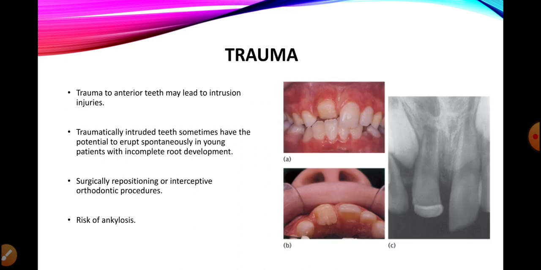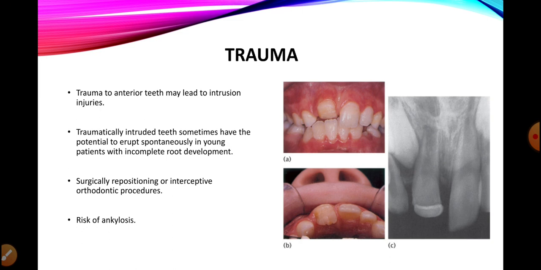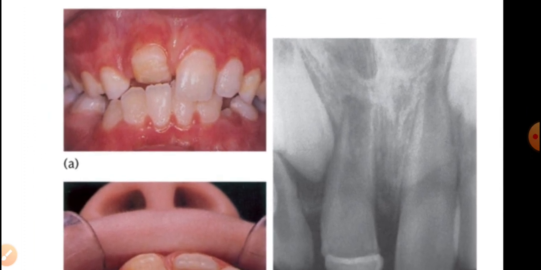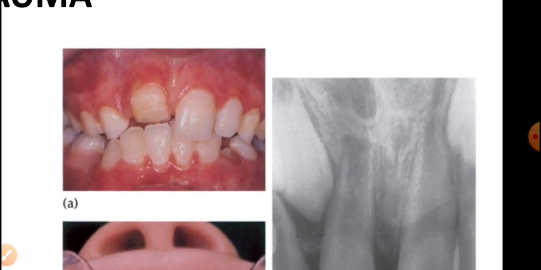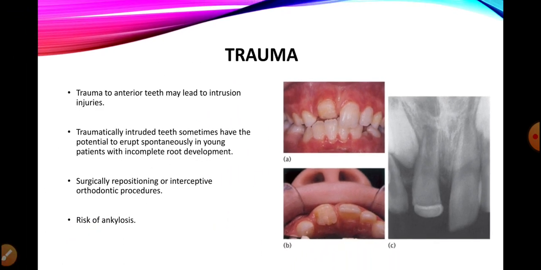The last cause of anterior open bite is trauma. Whenever there is trauma to the anterior dentition, there may be intrusion of certain anterior teeth. As we can see here, there is trauma and intrusion of the right central incisor, and there is a lack of vertical overlap. If it is a young patient and the root apex is not yet closed, there are times that there is spontaneous eruption and the tooth comes back into occlusion.